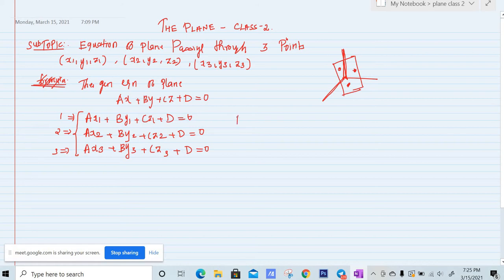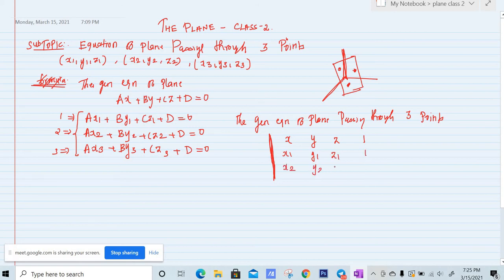So the general equation of plane passing through 3 points is given by, I'll write the formula straight away. This determinant of (x, y, z, 1), (x1, y1, z1, 1), (x2, y2, z2, 1), (x3, y3, z3, 1) is equal to 0. Right? So if you solve this determinant, you will get an equation of plane passing through 3 points.